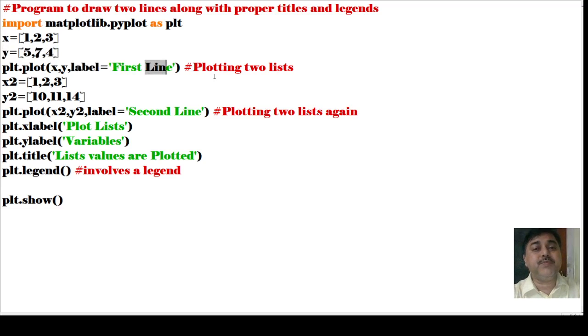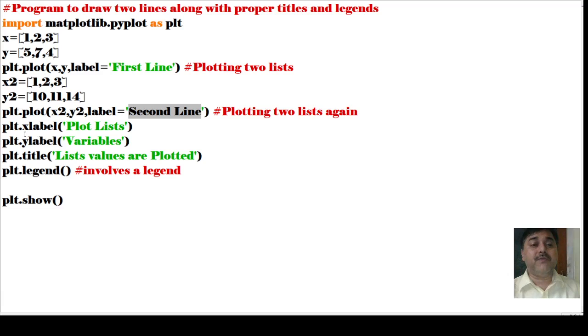So first line means plotting the two lists, that means this is one particular section. The next section I have taken here, see, previously you have seen only 2 values, but here I am taking more values. See here x2 equals 1, 2 and 3, and y2 equals 10, 11 and 14. So how am I plotting it? plt.plot(x2, y2), label, what is the second name I have given? The second line. Okay, so 2 lines are here.